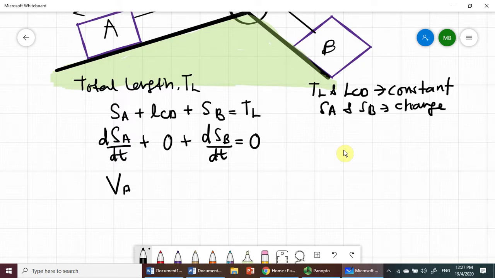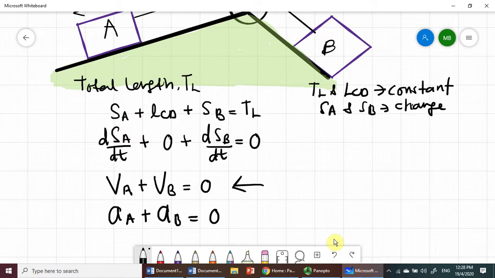Or we can write it as VA plus VB equals 0. And similarly, if we differentiate the velocity, we can get the acceleration relation, which is aA plus aB equals 0. So this can also be represented as VB equals negative VA, for example, or vice versa.